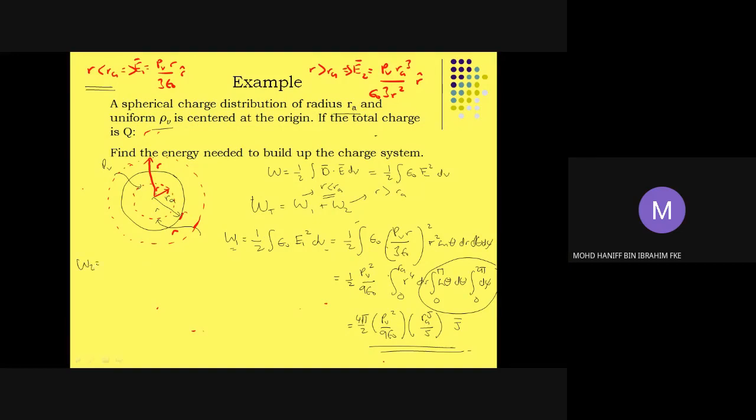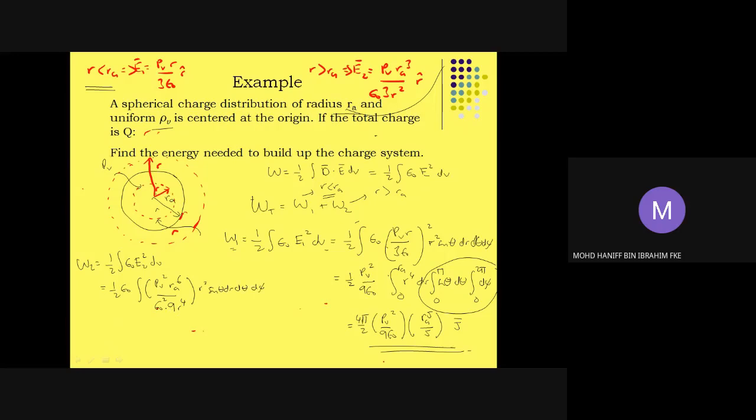Hopefully W2 will make it clear for you then, which is a half, again, epsilon naught of E2 squared dV, because this is dealing with the region of R bigger than Ra. So if you proceed with this, you're going to have half epsilon naught, and the E2 will be equal to, based on this equation here, this is our E2. In terms of squared value, that will give us rho V squared Ra power of 6 divided by epsilon naught squared 9 of R power of 4. That should be our E2 squared, and dV will be R squared sine theta dr d theta d phi.